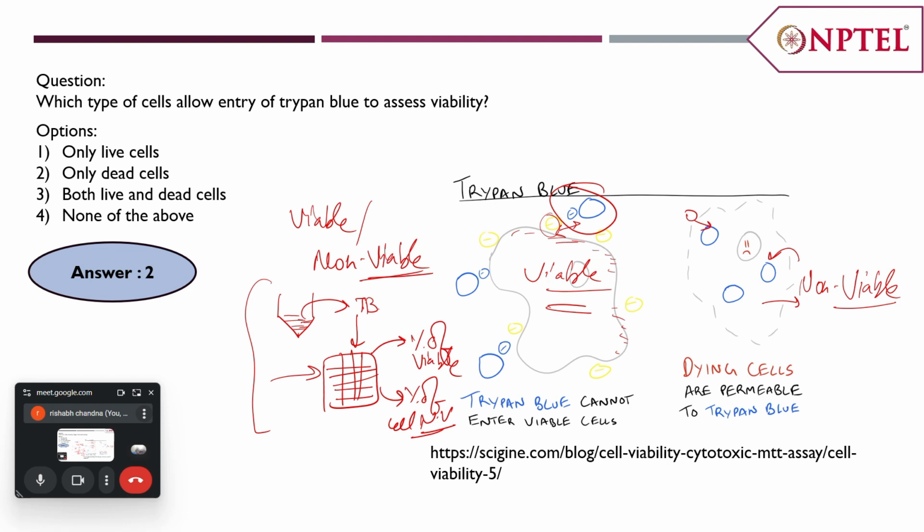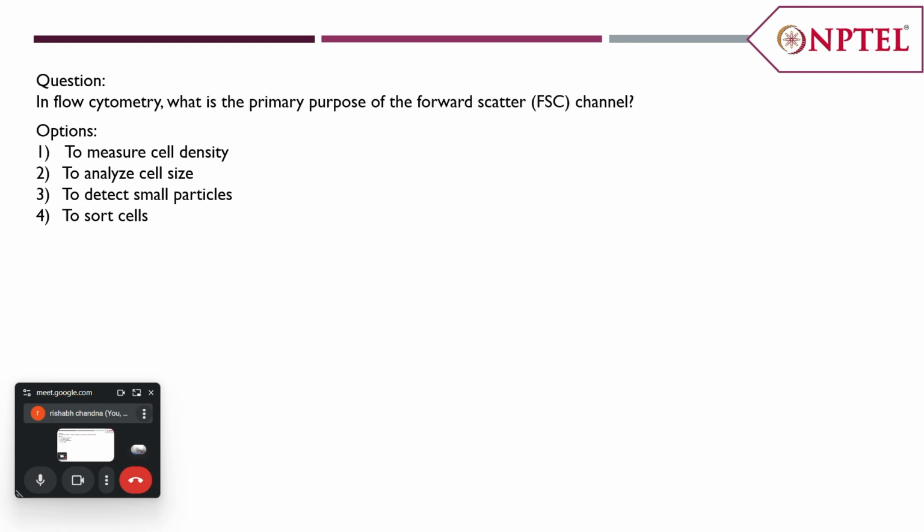So let's move on to the next question. In flow cytometry, what is the primary purpose of the forward scatter channel? To measure the cell density, to analyze the cell size, to detect small particles, or to sort cells. What can be the correct answer?